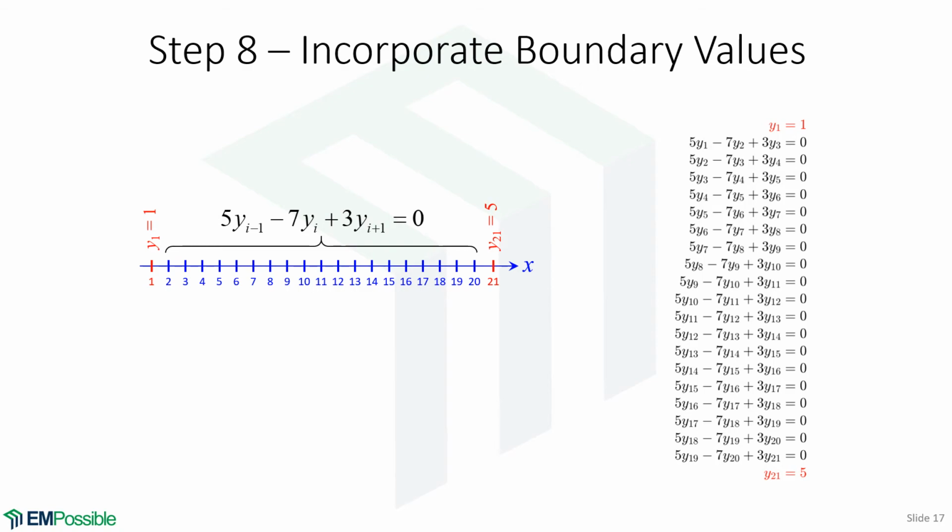Well, for us, we have an easy solution. We actually know the boundary values. We know the value of y at the first point is 1. That was given to us in the very beginning. And the value of y at the last point was 5. So what we can do is just literally throw out the first and last equation and replace them. The first equation is simply y_1 equals 1. And the last equation is simply y_21 equals 5.